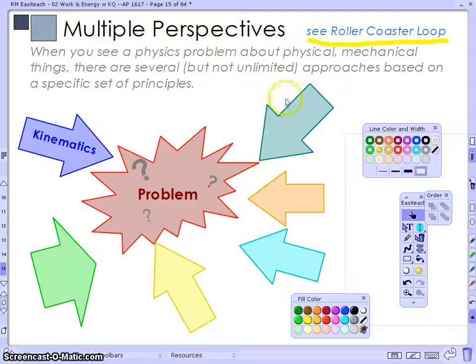Pause the video and think about, what are these other arrows? Like, what are these different perspectives? What do you know about? Pause it, think about it, maybe even talk about it.